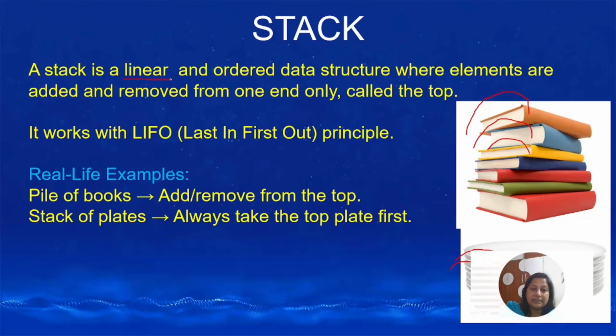A stack is a linear and ordered data structure. What is the meaning of linear? It is stored in a linear form, right? This is called a linear data structure. And ordered data structure, it will be in ordered form only. Elements are added and removed from one end only. For example, you are keeping books here, you can't insert in between or at the bottom. After inserting all the books, if I want to insert any book, you can't insert from the bottom, so you insert at the top. That is, you can add or remove from one end, which we call the top.